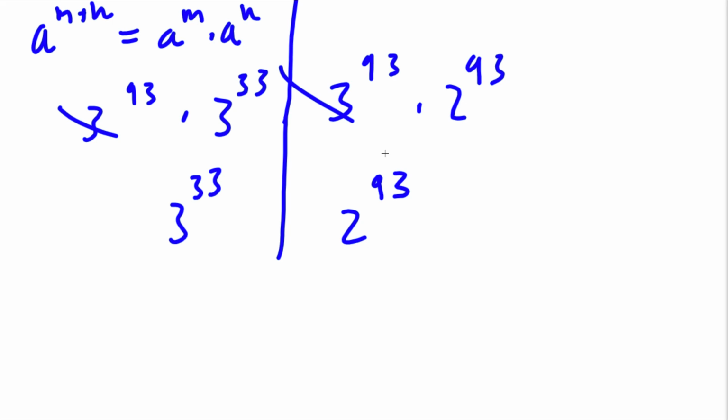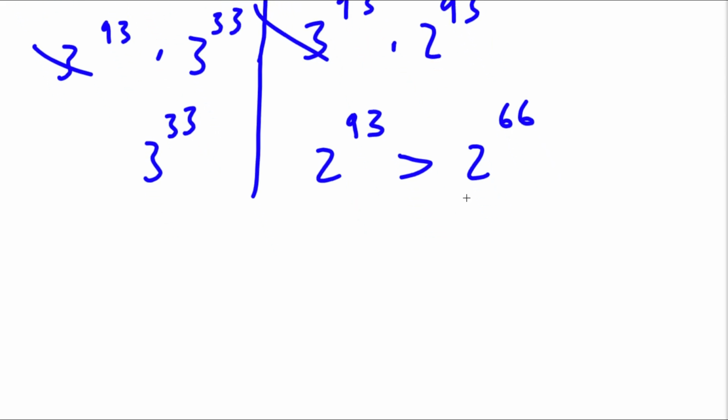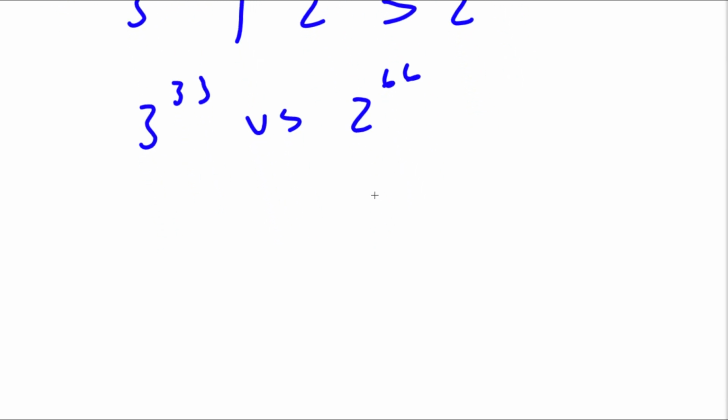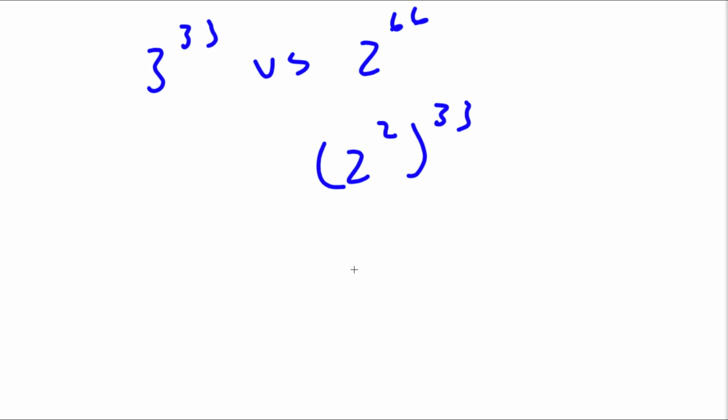Now, 2 to the power of 93, well, this is greater than 2 to the power of 66, right? And because this is so, I'm going to first use 2 to the power of 66. So we're going to first figure out if 3 to the power of 33 is greater than 2 to the power of 66. So 2 to the power of 66, this is the same as 2 to the power of 2 to the power of 33. Now 2 to the power of 2, that's the same as 4. So I have 4 to the power of 33.